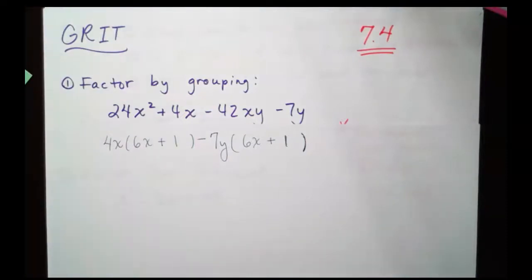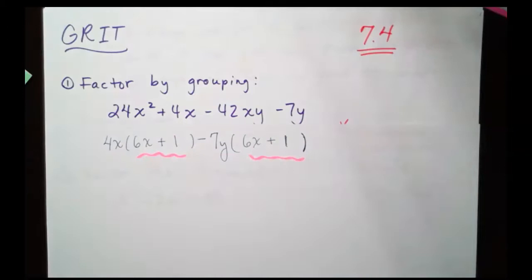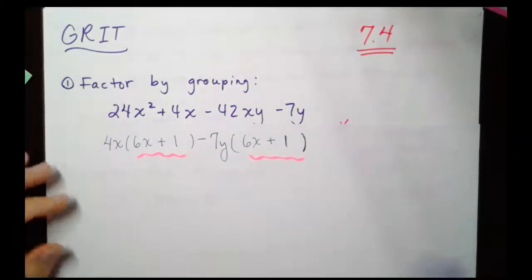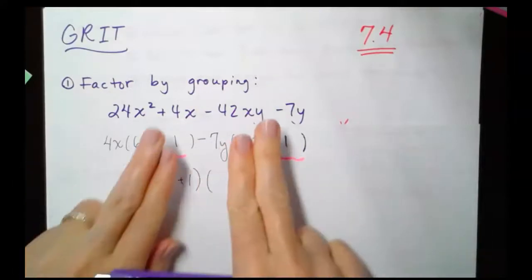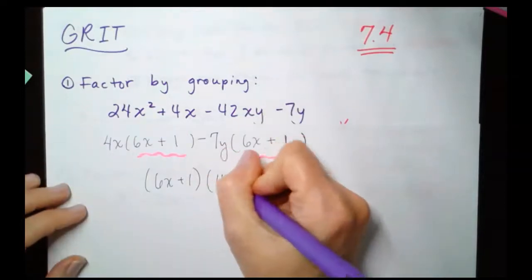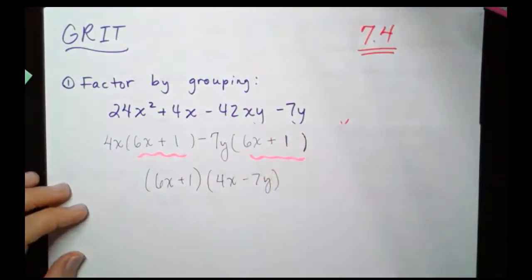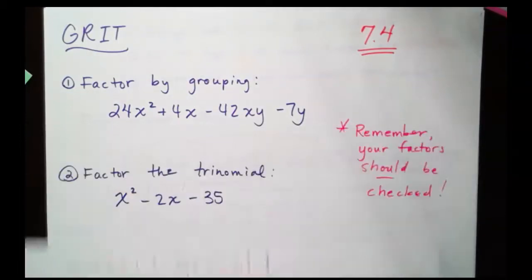Remember, the magic here is that we have exactly the same binomial GCF. Bring it to the front and then cover up. What's left? 4x minus 7 is what's left. That's our second factor. That's how we factor by grouping. That's daily grit number 1.